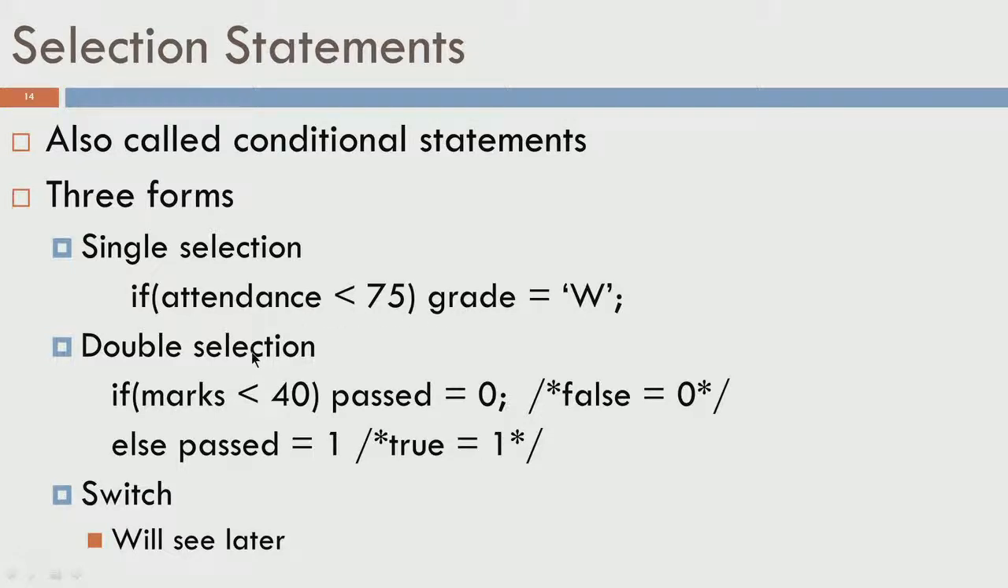A double selection statement, on the other hand, has two things that you could do. You could have: if marks less than 40, passed equals 0, else passed equals 1. So you have two statements, passed equals 0 and passed equals 1, and one of them will be executed depending on the value of marks. If marks is less than 40, passed equals 0 will be executed, otherwise passed equals 1 will be executed.